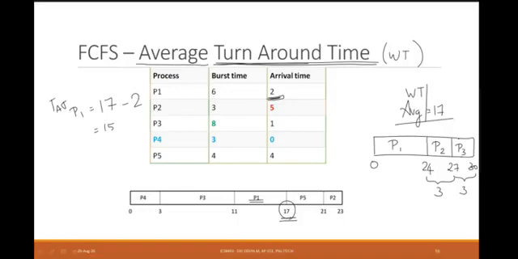Similarly, find out the average turnaround time here as well. So for both these problems, find out both the average waiting time and average turnaround time.